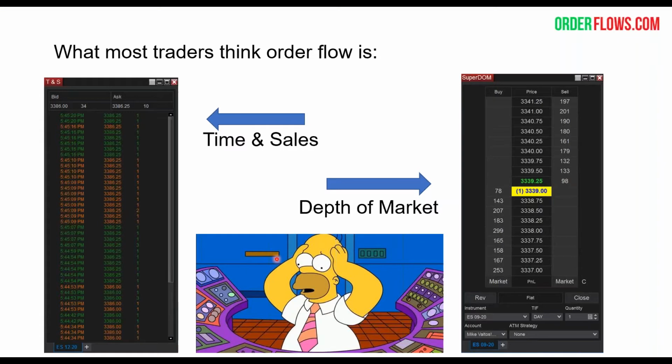Now, most traders think of order flow being the dome, right? This one here on the right, which shows the best bids and best offers. Well, that's working orders, okay? Yes, technically, you could make an argument that, well, the dome is really the order flow. Well, yeah, it's orders, but they're not being executed, okay?